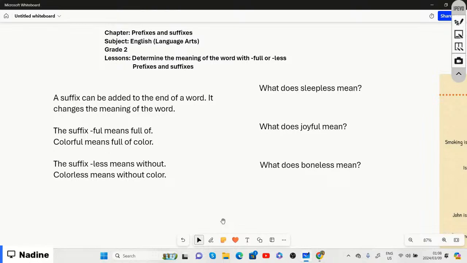So basically, a suffix can be added to the end of a word and it changes the meaning of the word. We said a prefix is added to the beginning of a root word or a base word, which can stand on its own. The suffix, once again, can be added to the end of a word, and it changes the meaning of the word.